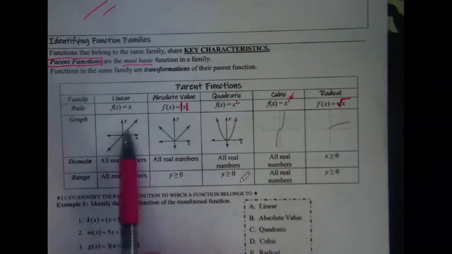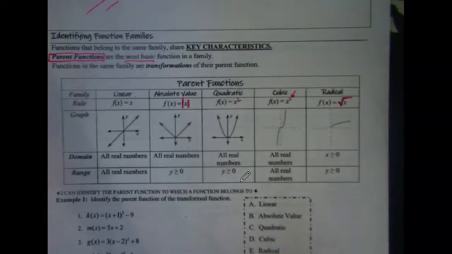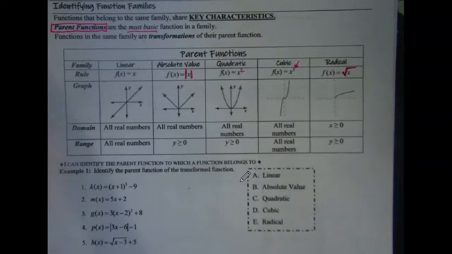So we're going to be using this chart to refer back to and just look at some key things. If it has absolute value, it's absolute value. If it has a little 2, it's a quadratic. If it has the radicand, it's a radical, and so on. So that's the first part. Let's go to example 1. I can identify the parent function to which a function belongs.